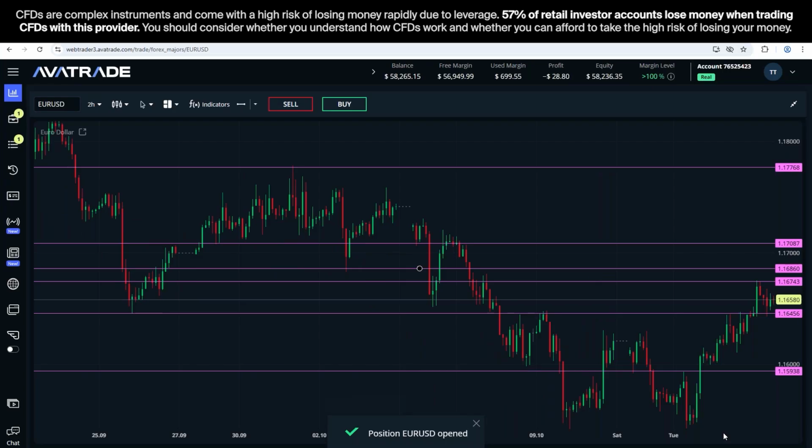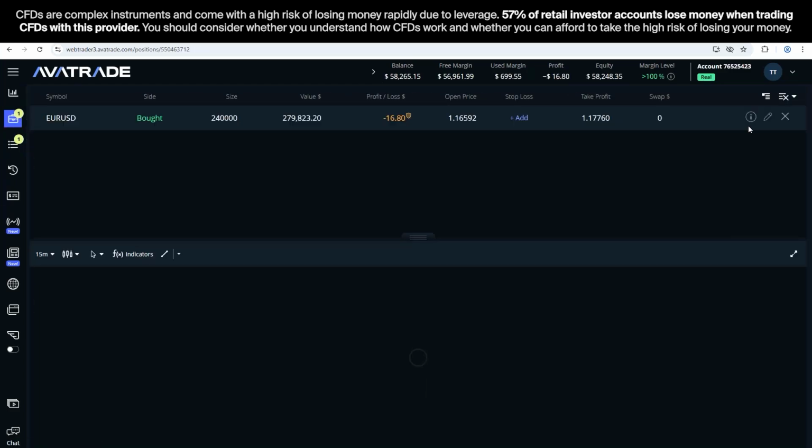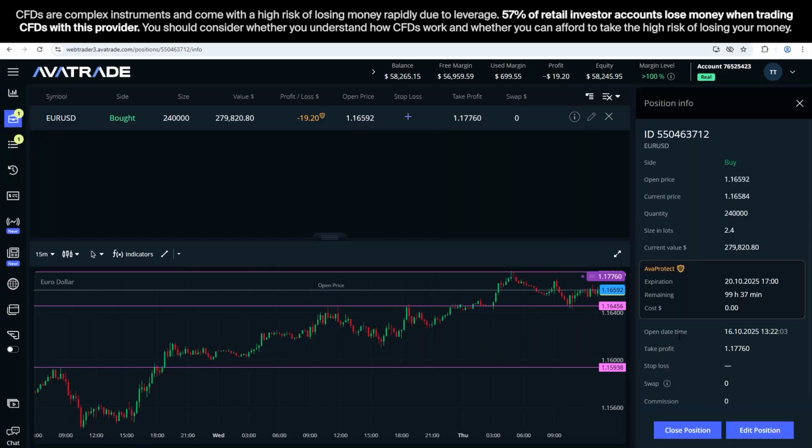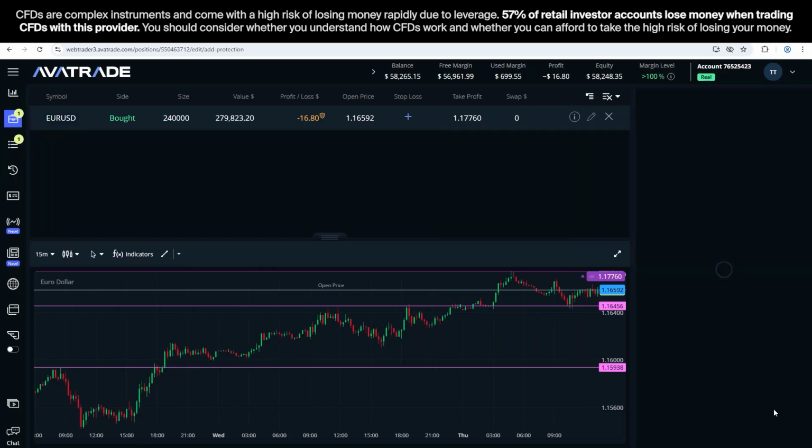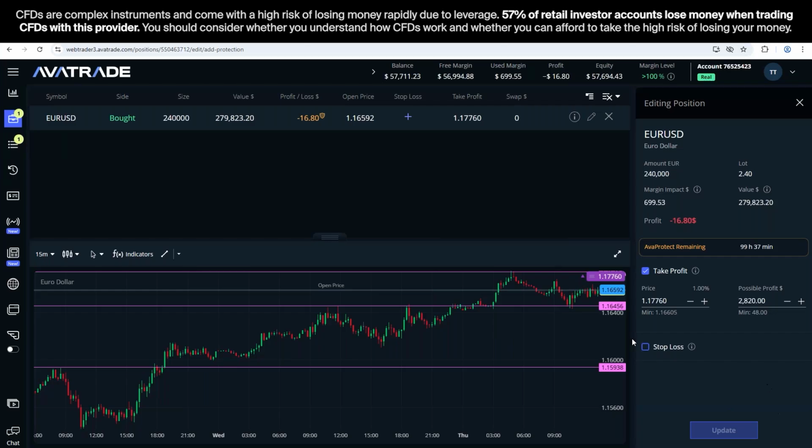I'm protected if it spikes the wrong way over a short period of time, because I didn't need to put a stop loss yet. Let me double check that I didn't add a stop loss. Here's the trade in the open trades. I can look at edit position, and I can see stop loss. I did not put a stop loss. Why did I not put a stop loss?